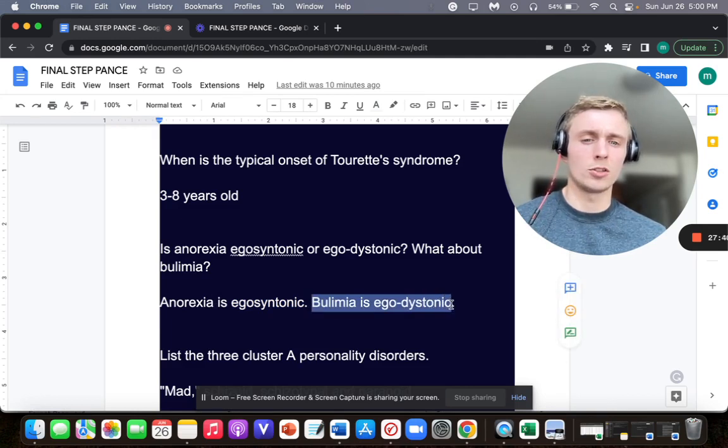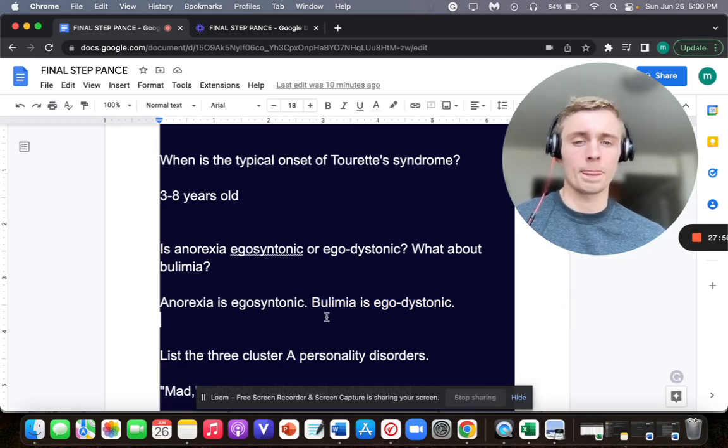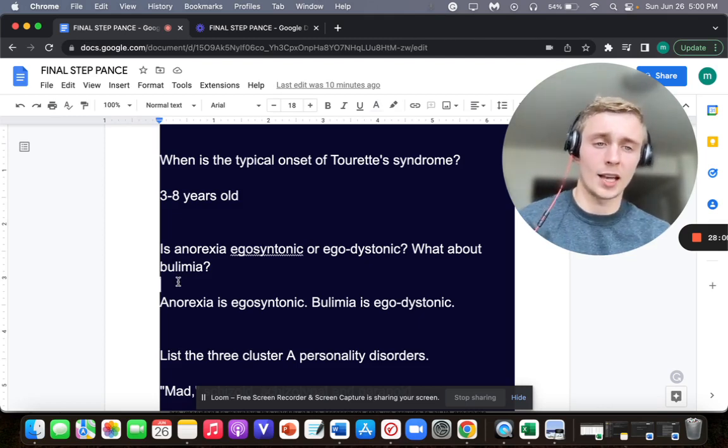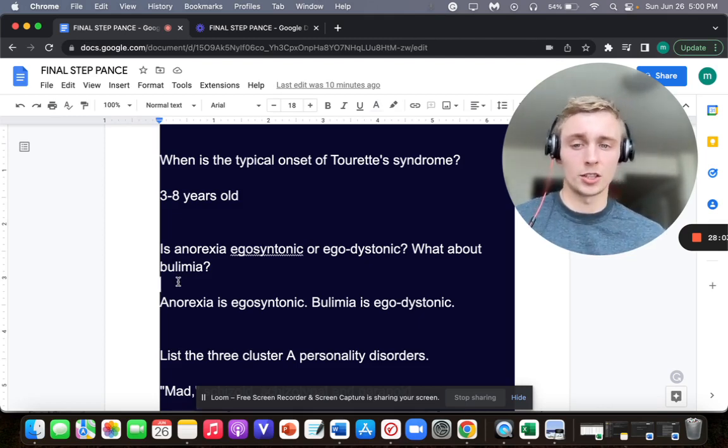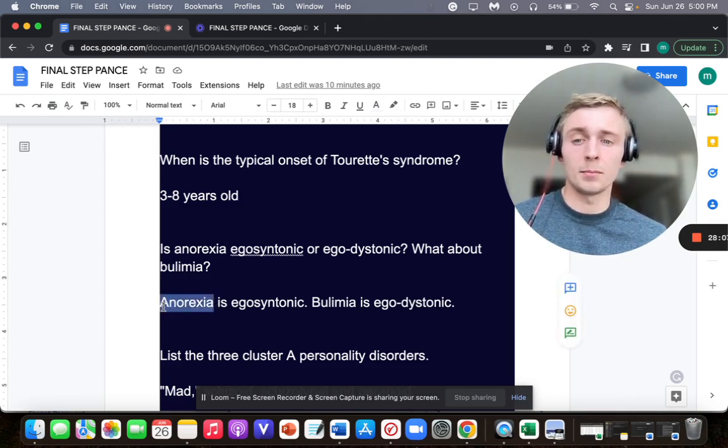So on some level, they don't want this, but they feel compelled to do this, or it's not in line with what they view themselves as. So egodystonic for bulimia, and like we said, the treatment for bulimia, fluoxetine. And for anorexia, egosyntonic. And anorexia is pretty bad. Anorexia is the highest mortality of all psychiatric conditions. So anorexia, high mortality, however, egosyntonic.